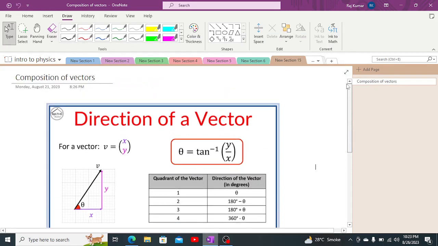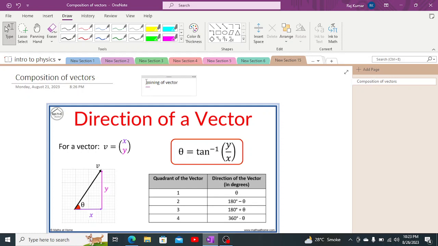Today we are going to discuss the composition of vectors. What is composition? Composition means joining of vectors. As we know, previously we studied resolution of vectors, the breaking down of vectors into two components. Now, joining of the components of a vector is known as composition.